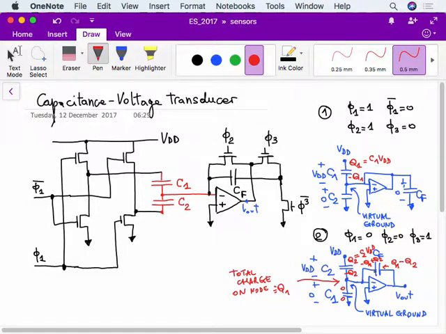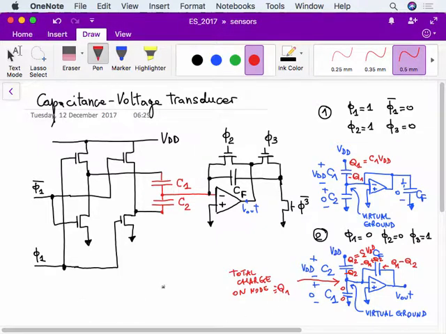Why can the total charge not change? Because you see, this node is floating. It's not connected to a supply voltage. It's only connected to capacitances. So the charge has to go on one of the three capacitances. Okay? And this is exactly what we want, because you see, we have this charge difference.